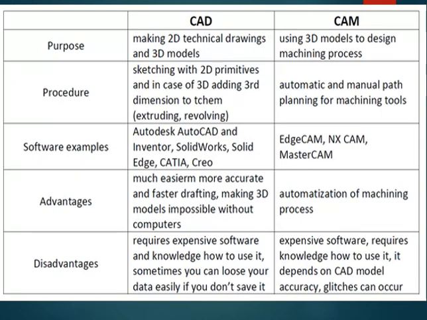Next, procedure. How is the design made? What is the procedure? By using simple primitives. We know some of the primitives: cylinder, torus, hexagon, wedge, pentagon, and so on. By using some 2D primitives and boolean operations, we are able to create 2D and 3D diagrams. Some features like extrude and revolve are the main feature commands for creating 3D diagrams.